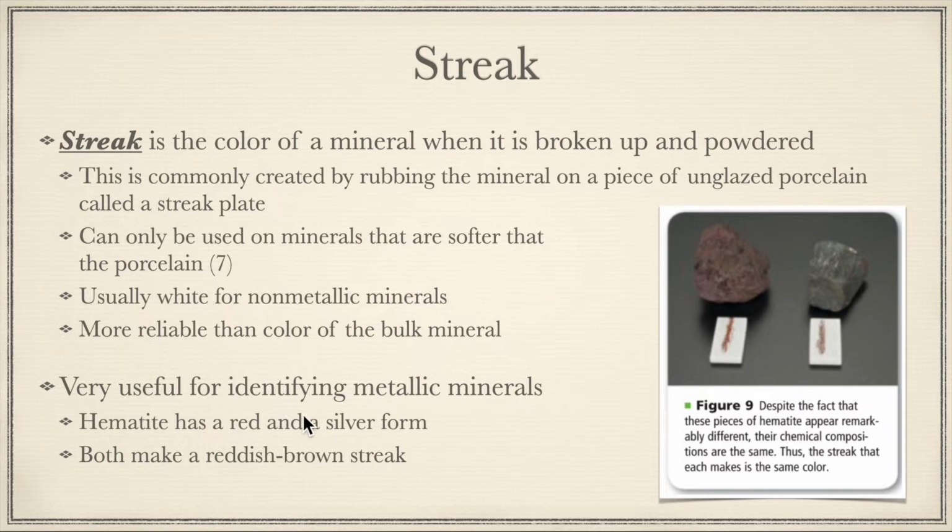This is very useful for identifying metallic minerals. It doesn't work too well for non-metallic minerals because, again, they're mostly white streaks. But hematite has a red and silver form, for example, and they both make a reddish-brown streak. So this is really good for identifying metallic minerals.